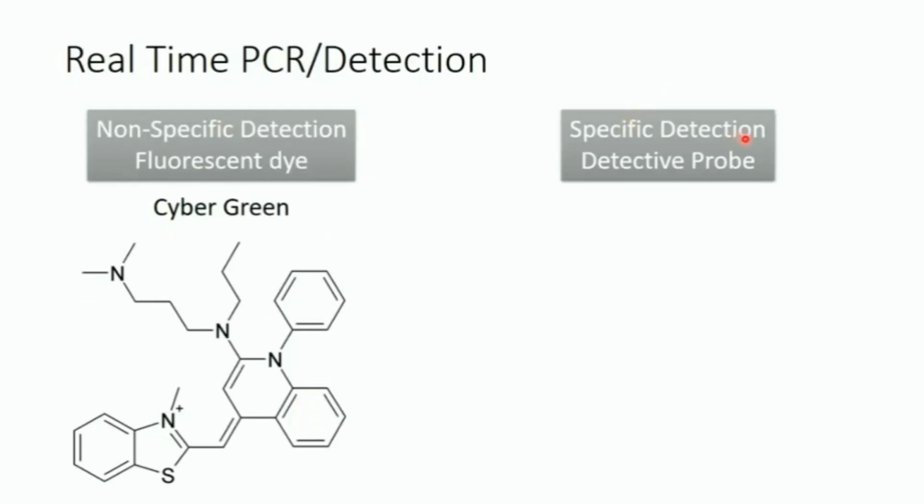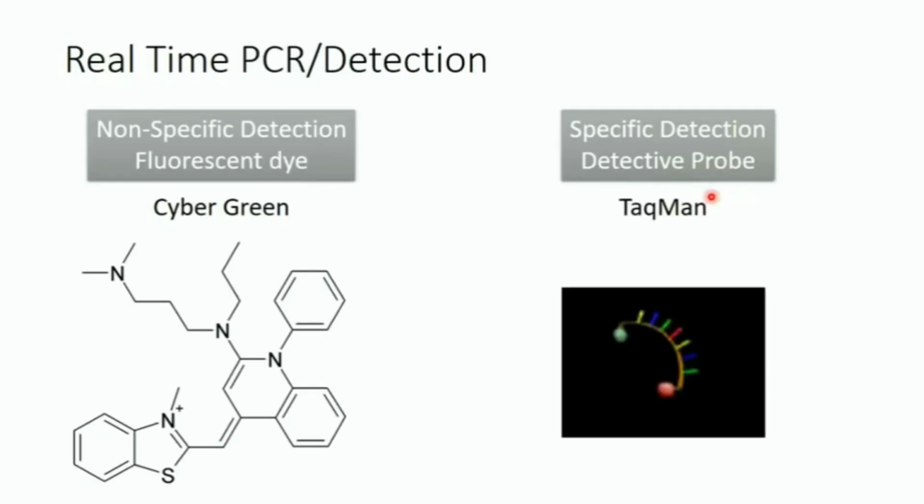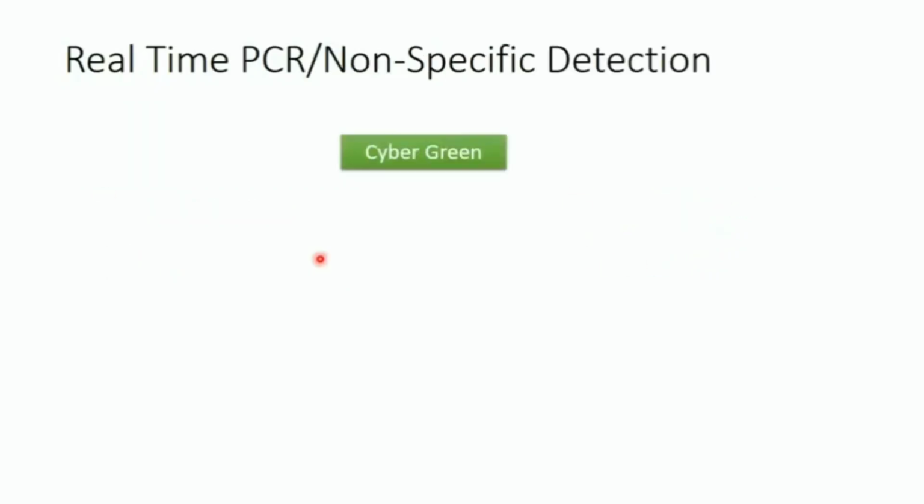The specific detection is a detective probe. It's a probe which is very specific to the gene or the specific sequence I want to amplify. The most known is the TACMAN, and it looks like this. It's a probe, and it's very specific to the gene or DNA sequence I want to amplify. So I'm going also to explain this in details. So let's first speak about cybergreen.